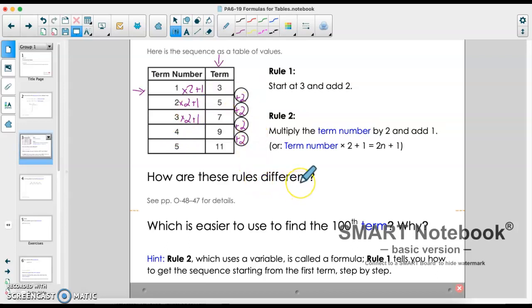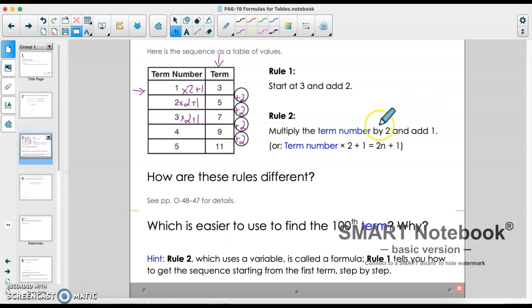So the question is then, how are these rules different? Well, one uses the term number and the other gives directions on how to get the next number from the previous one. The other thing is that rule 2 is based on a variable and rule 1 is not. Then the question is, which is easier for finding the 100th term?